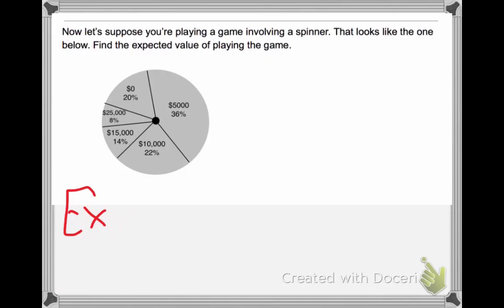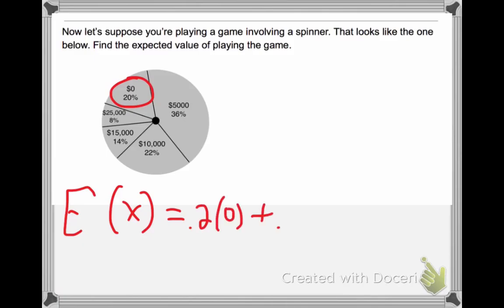So the expected value, we write E(x), is, sorry, that is pretty poor penmanship. So E(x) is equal to, and we're just going to go right around the pie chart. So we're going to go 0.2 times 0, even though that is only 0, plus 0.36 times 5,000. And notice that I'm changing all of the percentages to decimals. I'm going to run out of space here, but we'll just go down on the second line.